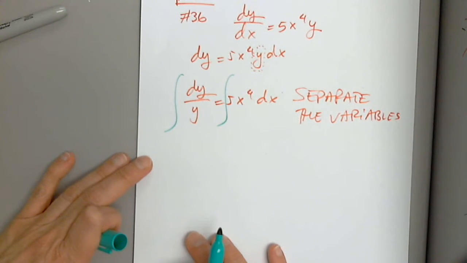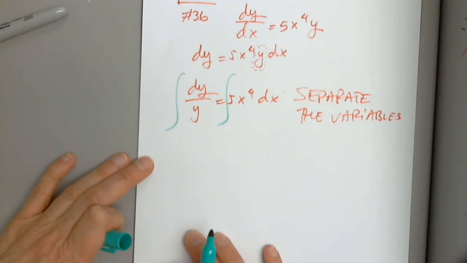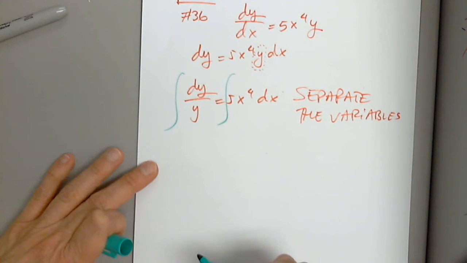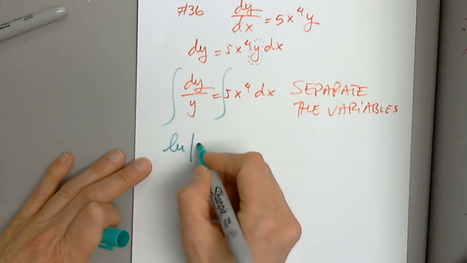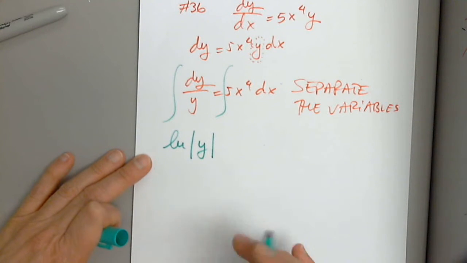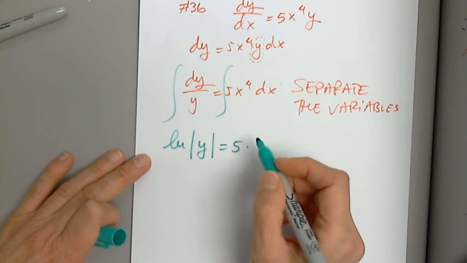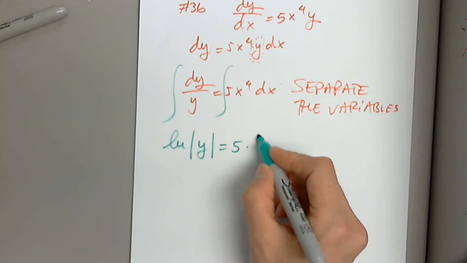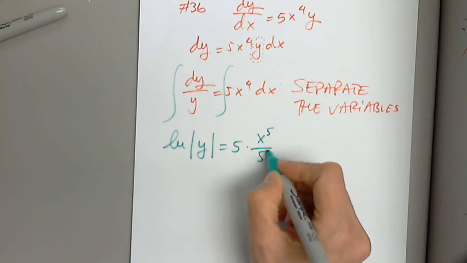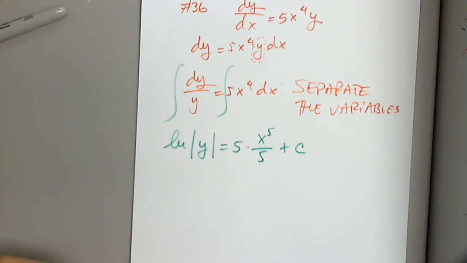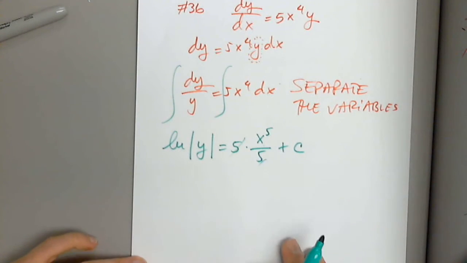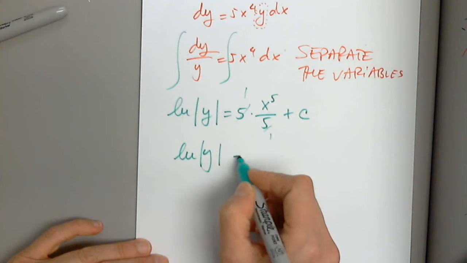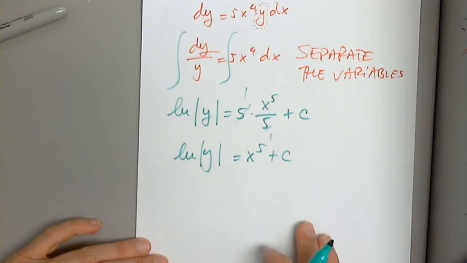The left-hand side is, we know what? Which function's derivative is 1 over y? Very good, the natural log of the absolute value of y. The right-hand side is 5, and what function's derivative is x to the 4th? x to the 5th over 5 plus a constant c. Do we agree with this? Yes. Of course, I'll simplify. So I have natural log of the absolute value of y equals x to the fifth plus c.